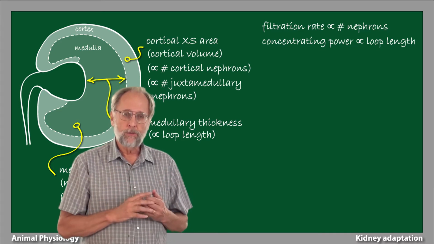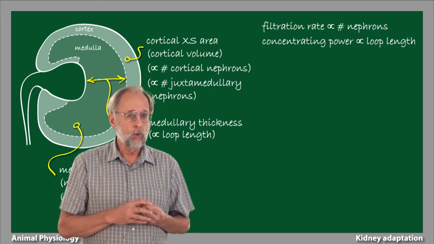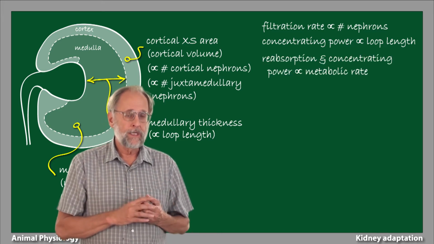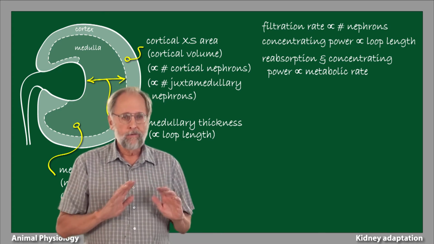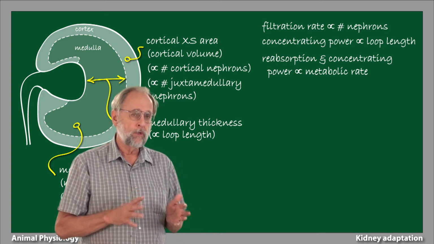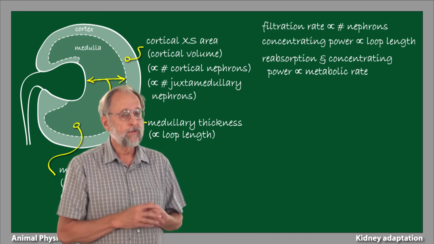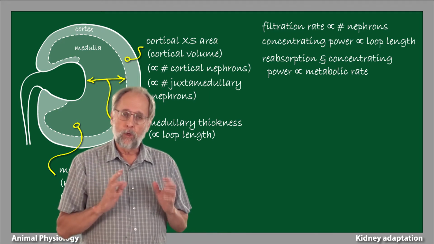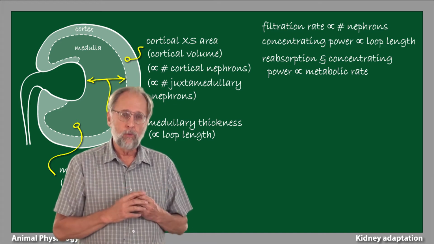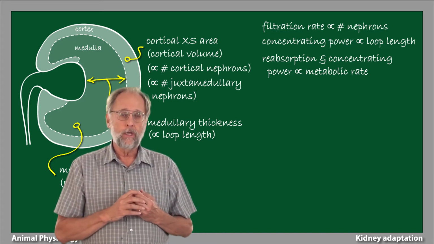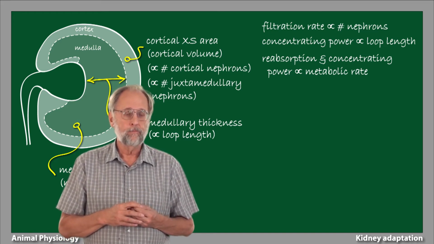Finally, because the reabsorption of water and the ability to concentrate urine depends upon the ability to do work, these functions will themselves be proportional to the metabolic rate. Remember that all of this is driven by active transport of sodium across the kidney tubules or the transport of chloride ions in the case of the loop of Henle. The more metabolic work the kidney can do, the greater will be its ability to reabsorb water and to raise urine concentration above the concentration of the blood from which it's derived.